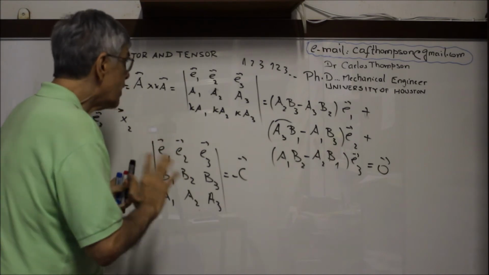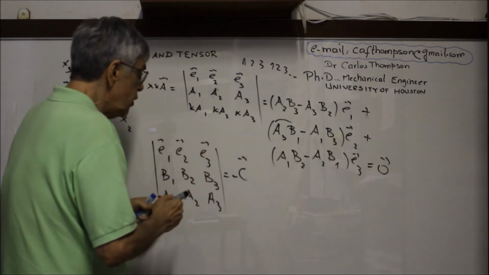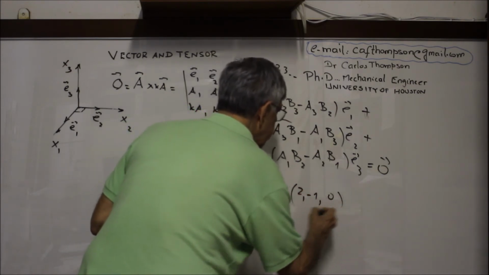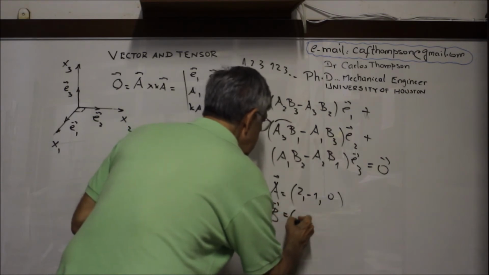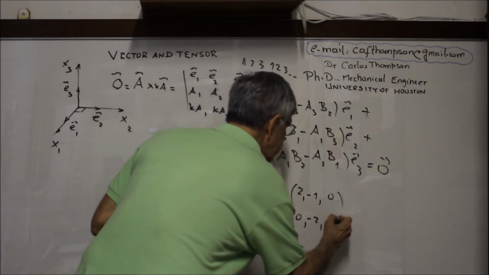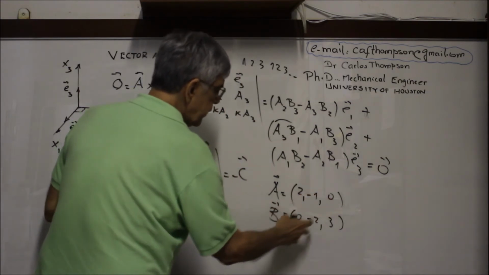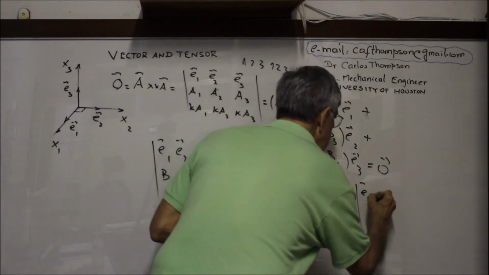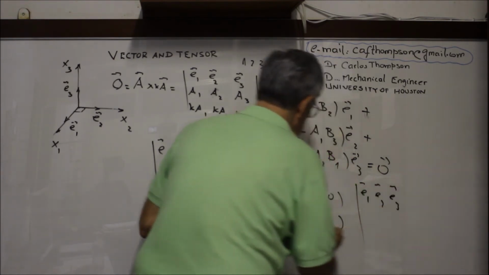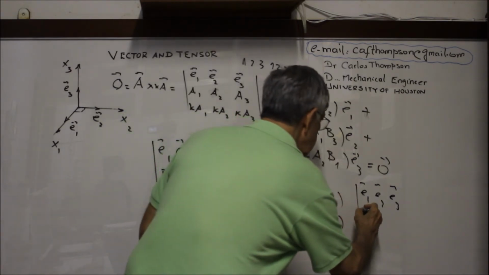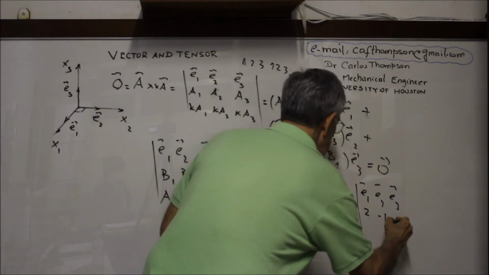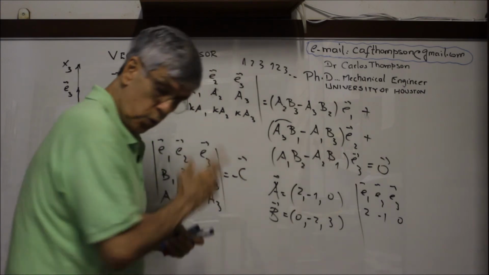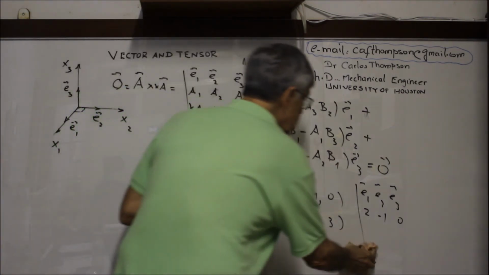But as I said, if you have, for instance, vector A with components 2, minus 1, 0, and vector B is 0, minus 2, and 3. You have A1, A2, A3, B1, B2, B3. You just write the determinant, you put E1, E2, E3. Here, we'll put the components, 2, minus 1, and 0. Just do the determinant. Or you can do it quicker like this.